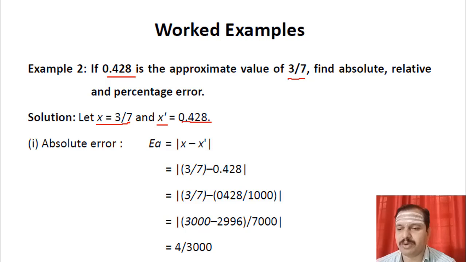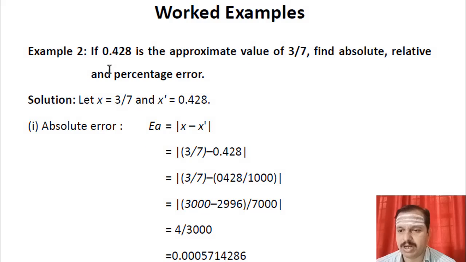Now the definition of absolute error is very simple, that is EA equal to the absolute of the numerical difference between x and x dash, that is |x minus x dash|. X value is here, and this is the value of x dash. Now we have to simplify this. We can use the scientific calculator, and then we will get the answer as 4 by 3000. So this is the absolute error associated with the number 3 by 7 when it is approximated as 0.428.